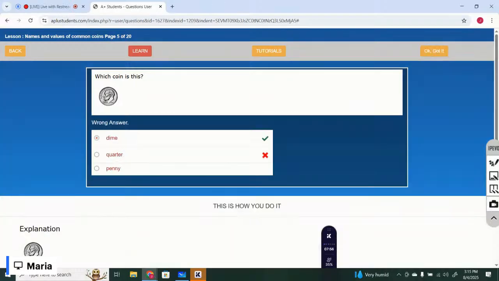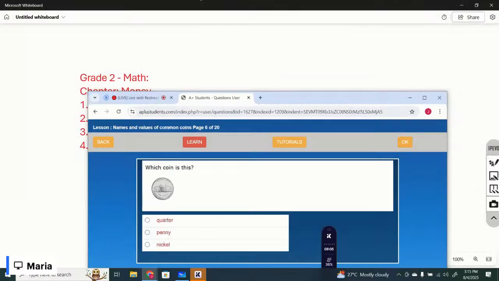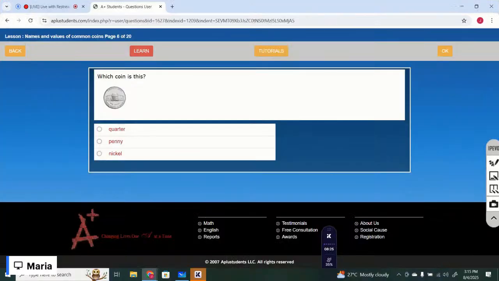That is not dime. Oh, yes, dime it is. Yes, that is the other side of the dime. That is the dime. Which coin is this? That is the quarter. Nickel it is. The correct option is nickel.